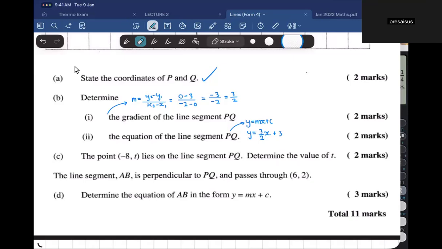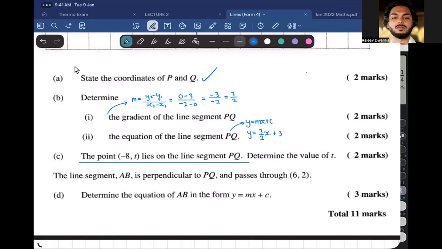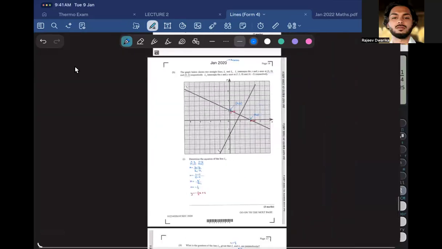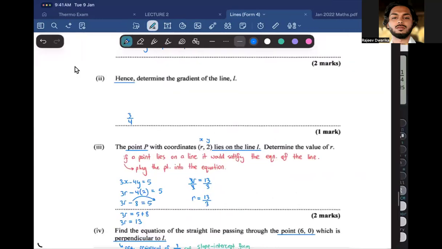So now you have to determine the value of t. Right. Now let's observe something. I want you to read that. The point negative 8, comma t lies on the line segment PQ. Determine the value of t. Okay, what are they saying about the point? They're saying that it lies on the segment PQ. Right. What did I say about points that lie on a line?